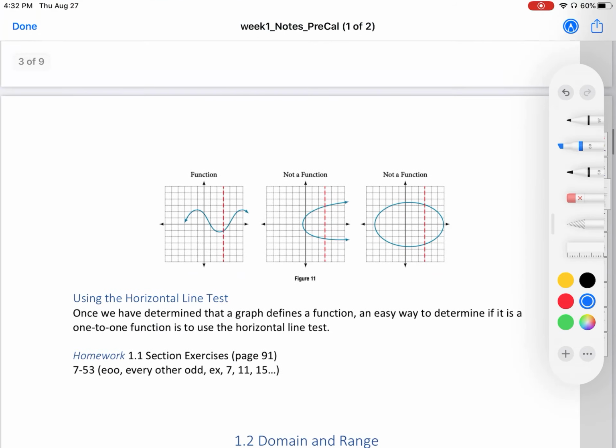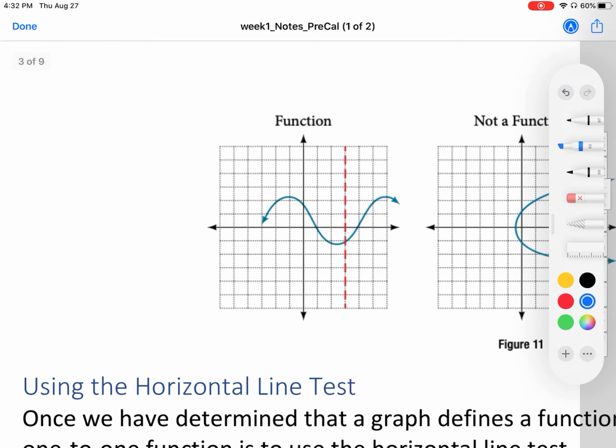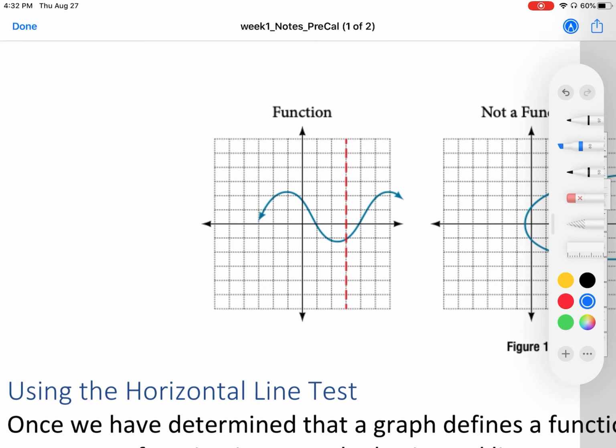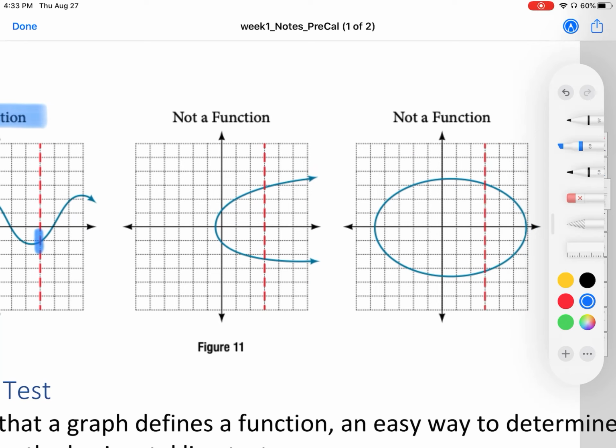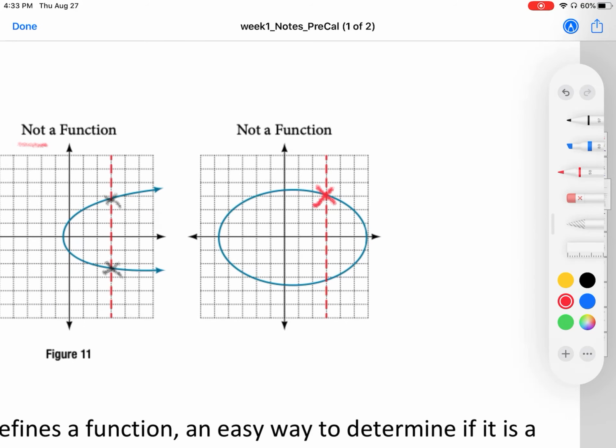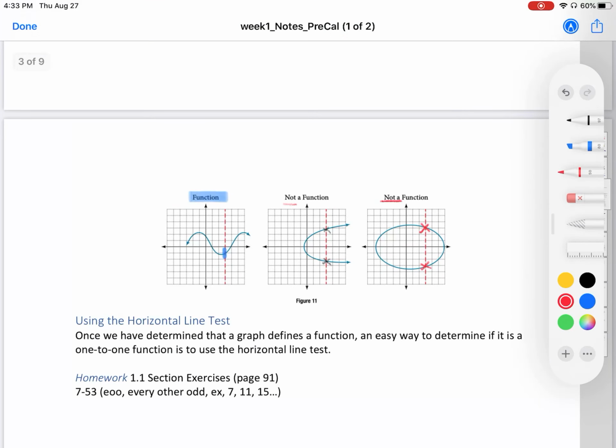So let's take a look at these pictures. This first one, we see it only crosses once. So therefore, this one is a function. For the second one, you see we have a problem. It crosses more than once. So therefore, it's not a function. And for the third one, same idea. It crosses more than once, so therefore it's not a function. These graphs, you've seen them in the past. I know you've seen them in your college algebra course, but they do not define a function.